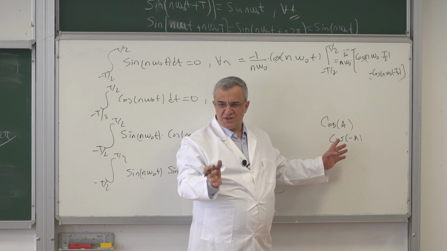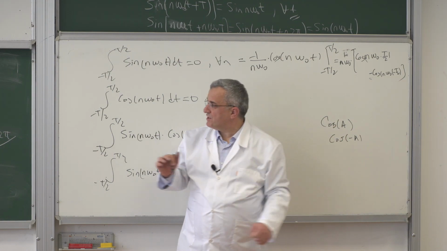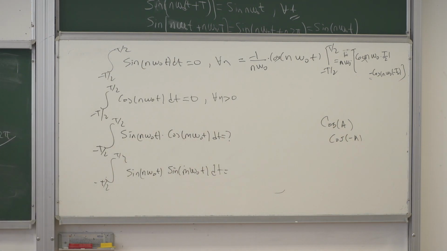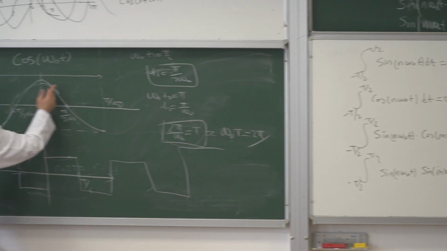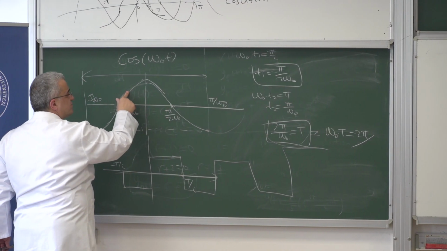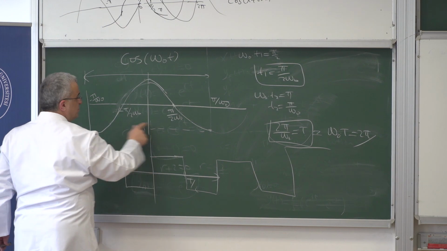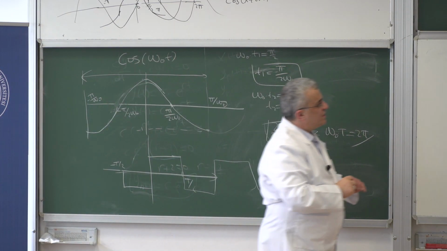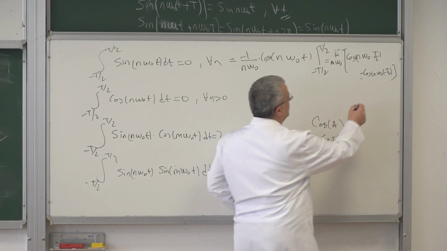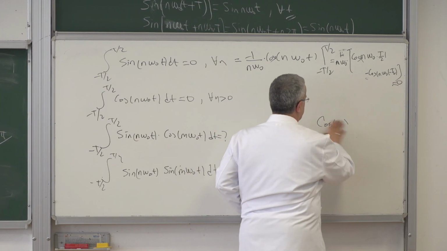Same, right? So cosine of minus x is the same as cosine x. It is symmetric, so the value here is the same as the value here. So it is always equal. So this gives you 0, right?